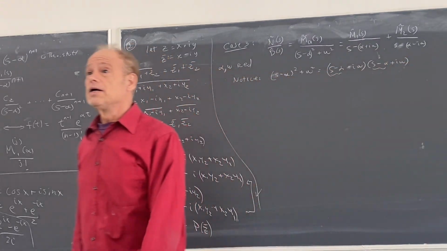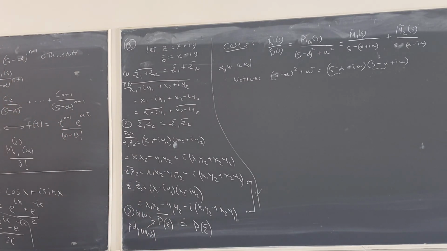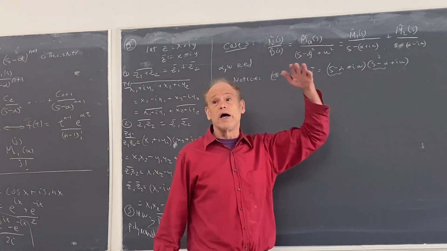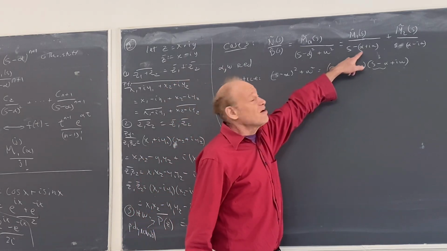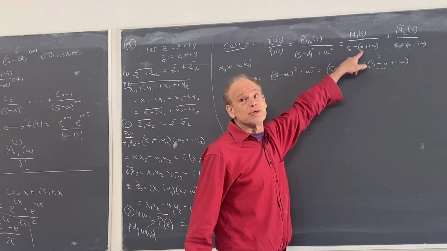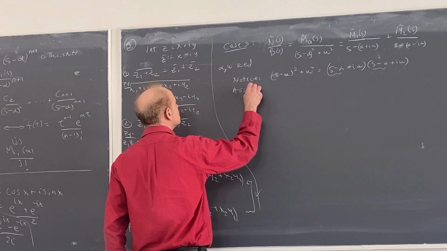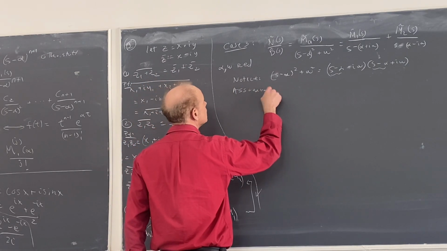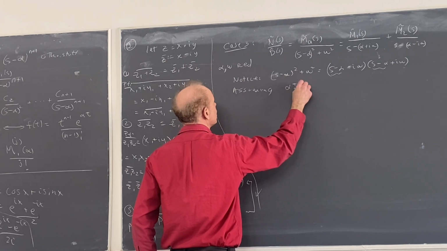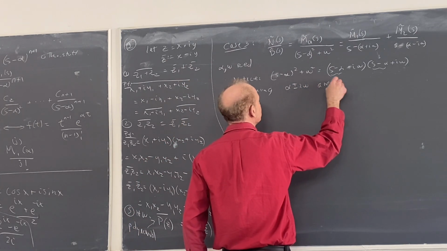Any questions on that? So it's just like what we did before. We factor the denominator, and then we write it as something over the first factor plus something over the second factor. The difference between this and case 1 is that now I have complex numbers down here, not real numbers. And again, I am assuming that alpha plus or minus i omega are simple roots.